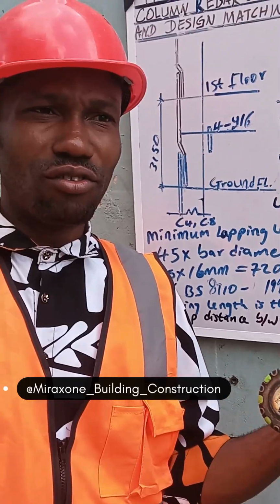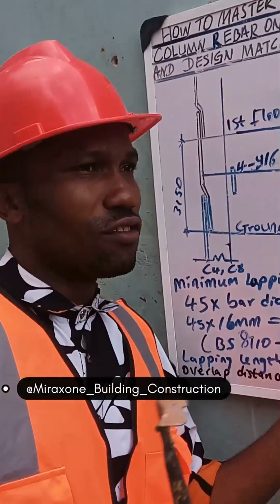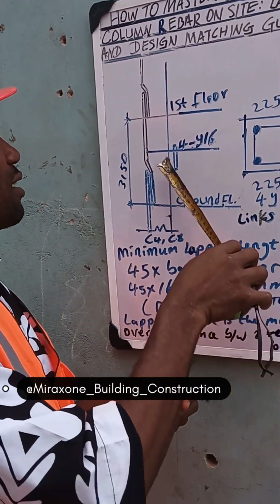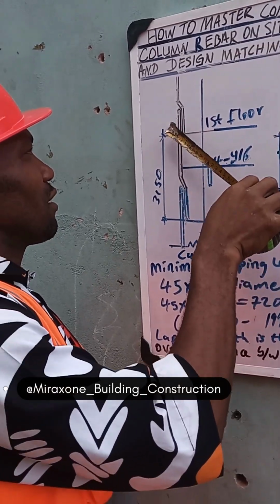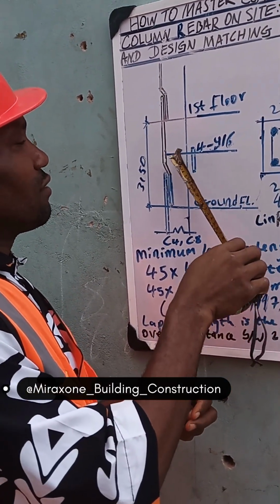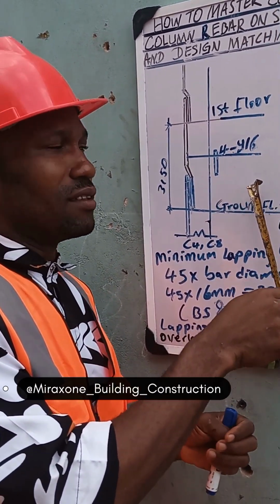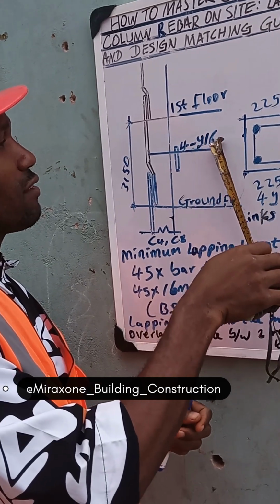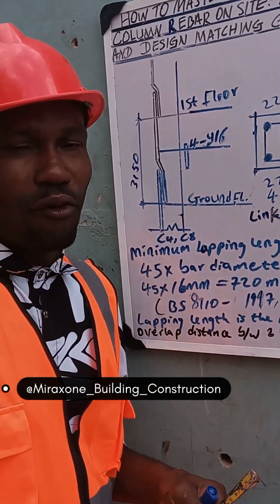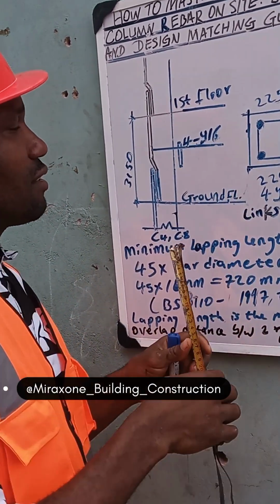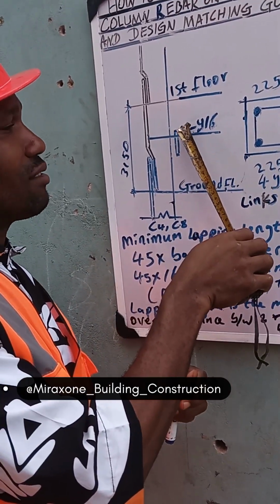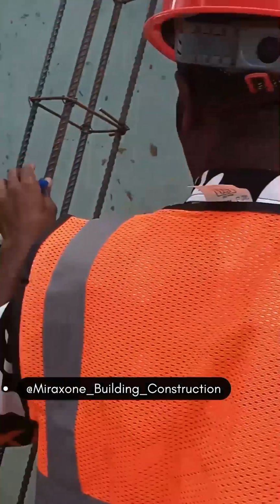Continuous column, I promise you we are going to make it so brief. We are not going to waste much time. So this is the continuous column. Here mostly we are dealing with the continuous column section, and it says the reinforcement needed is 4Y16. The 4Y16 here entails 4 bars, as it is here.